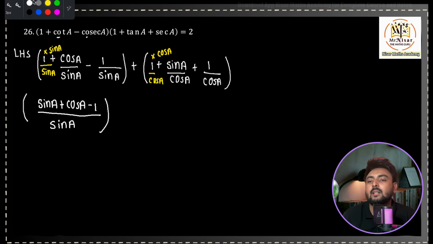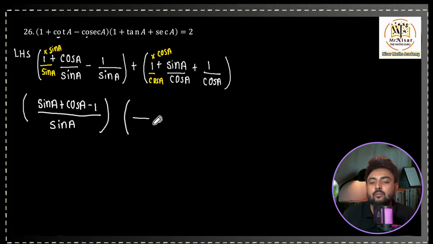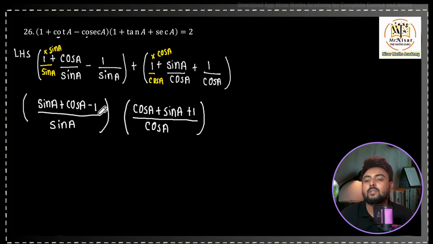Once the denominators are the same, we can use like fractions. All the denominators are the same, so write the denominator once. If addition is there, do addition. If subtraction is there, do subtraction. So cos a I have written once, so cos a plus sin a plus 1. Okay, so what I got here: sin a plus cos a minus 1, and here also cos a plus sin a plus 1, upon sin a into cos a.